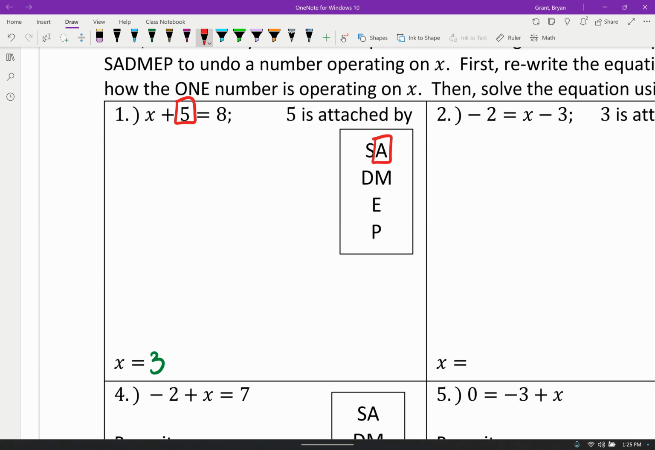Well, now that we've identified how a number is attached to x, we have to remember how to undo it, or how to isolate the variable. And luckily with SADMAP, the way we undo it is the letter that's right next to what is attaching the number to x. So what's right next to A in SADMAP? Well, there's an S. So that tells us that we can take this x plus 5, and I'll group it in parentheses, and the 8, group it in parentheses, and then we undo the 5 with subtraction.